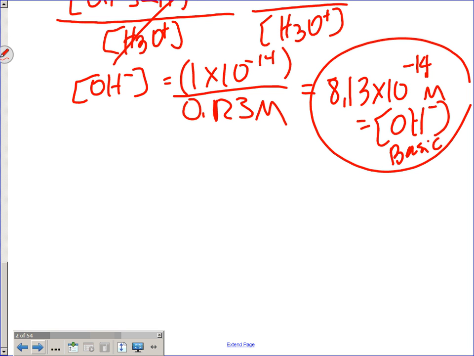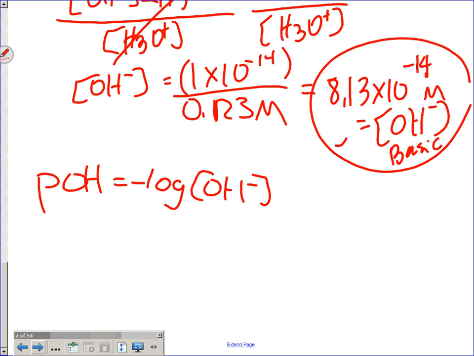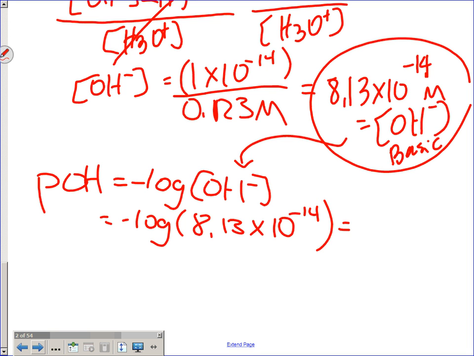All right, I want to find pOH. What formula would you guys like to use, knowing we have lots of things available to us? I'll start you off. pOH equals negative log of OH minus. And that's what we have right here, so plug it in. So pOH equals negative log of 8.13 times 10 to the negative 14. You guys let me know when you're there. 13 point.